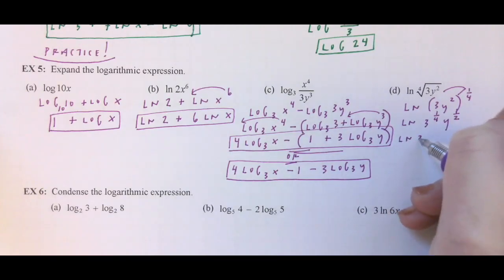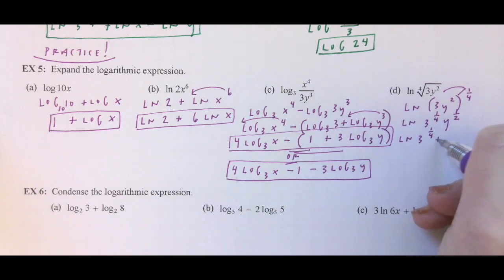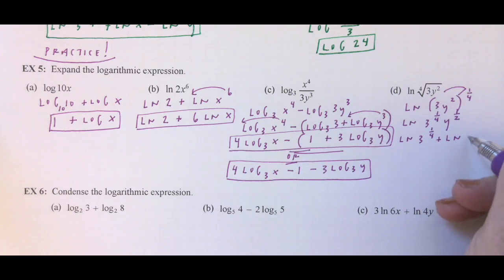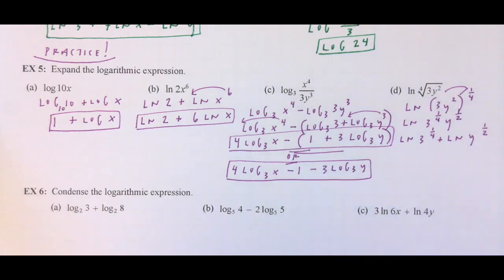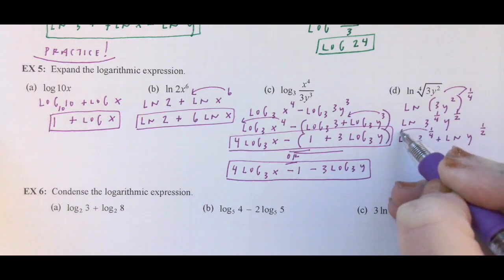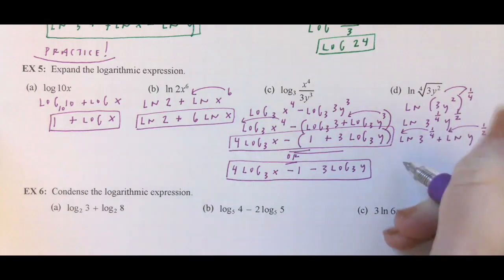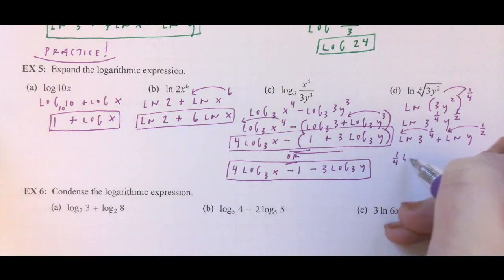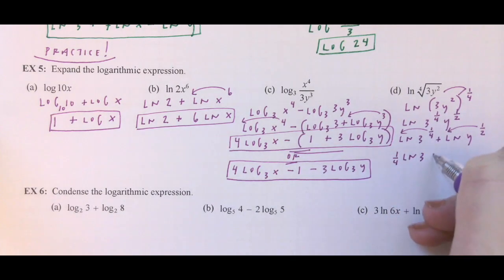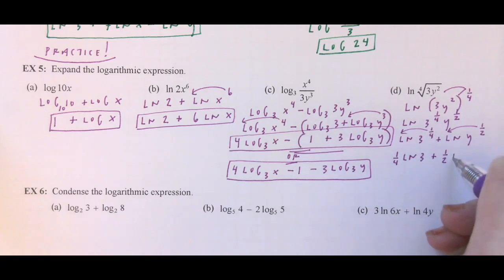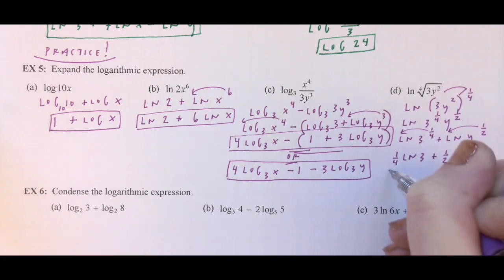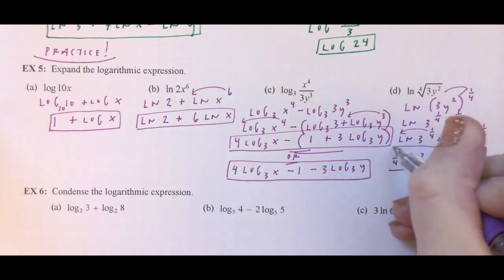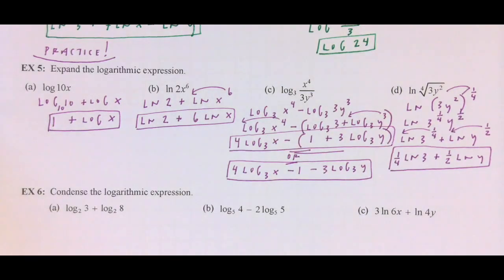So ln 3 to the 1/4 plus ln y to the 1/2. Okay, and then I pull those exponents out in front. So I have 1/4 of ln 3 plus 1/2 of ln y. And that is as simplified as I'm going to get. All right, so the more practice that you have in checking the answers is super helpful.